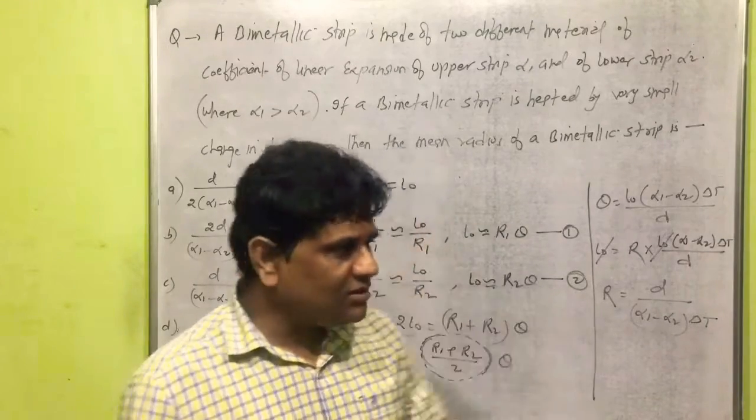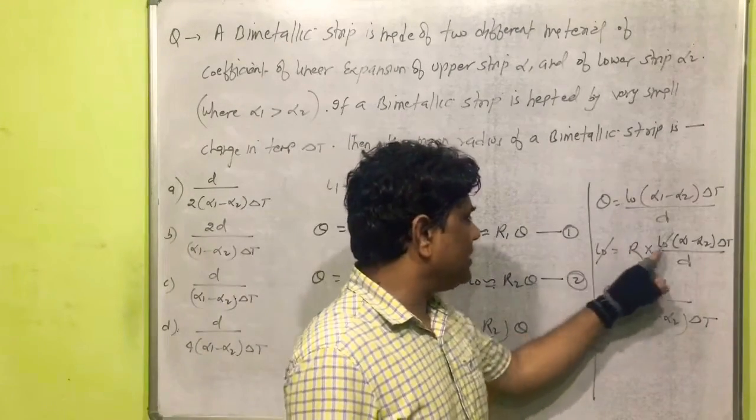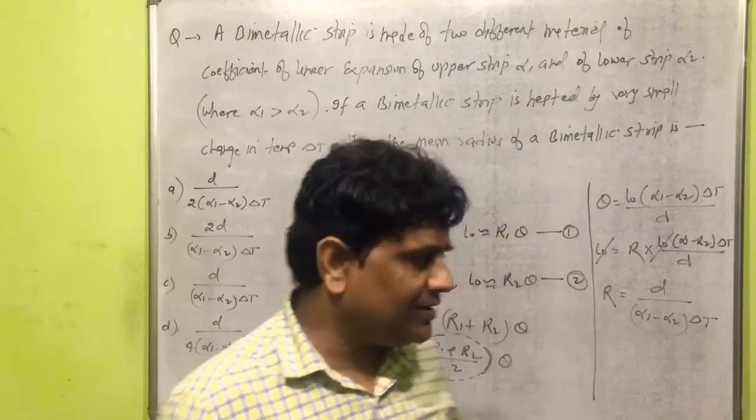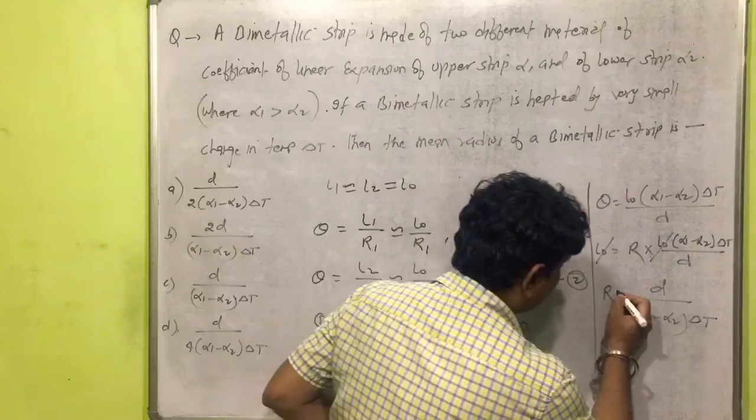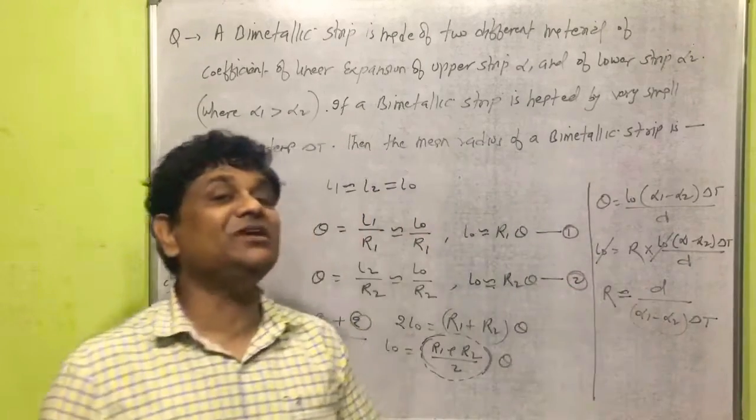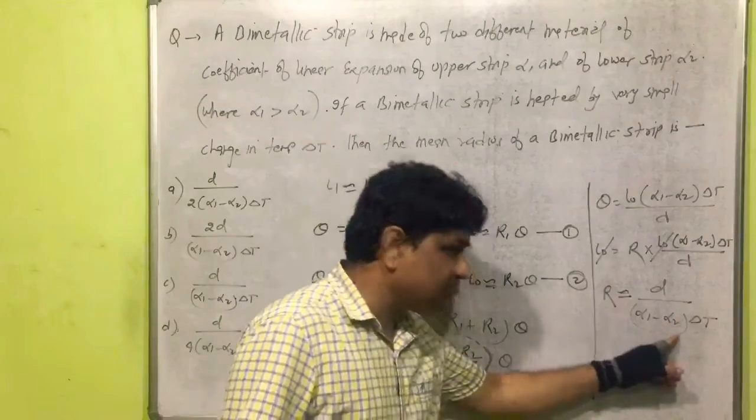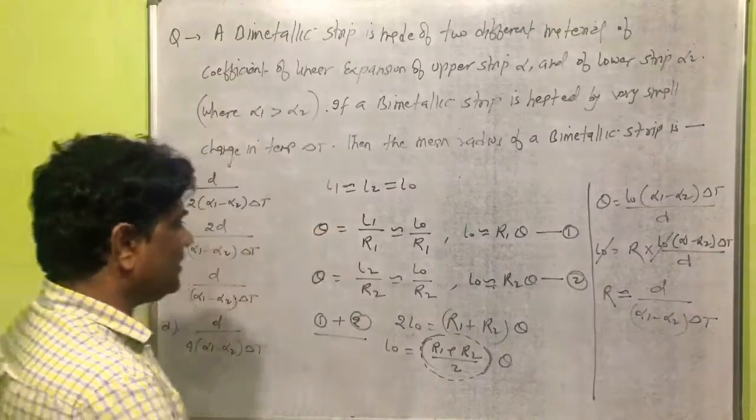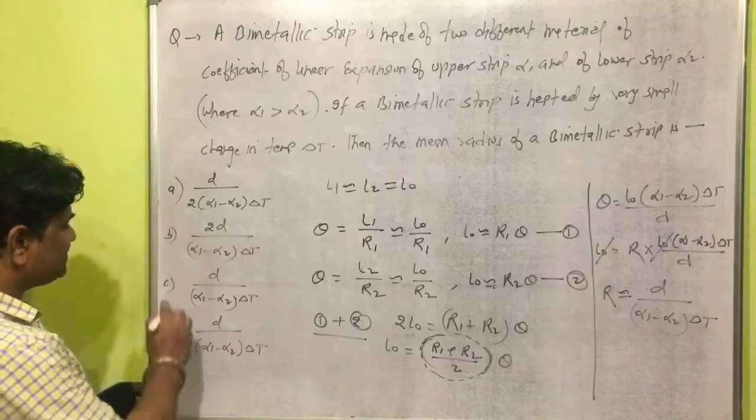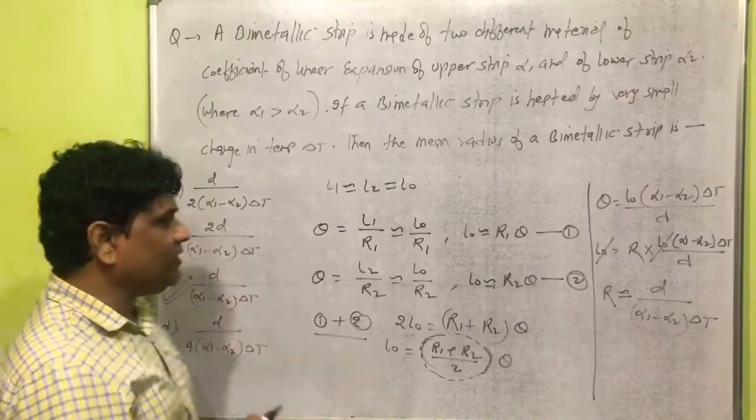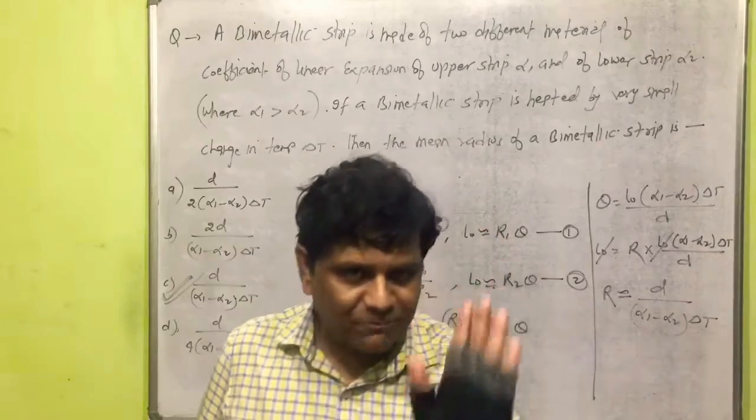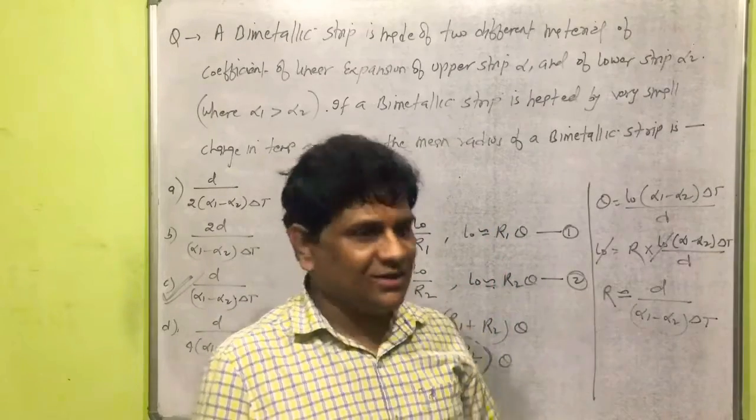As you know, mean radius of a bimetallic strip does not depend upon the initial length. So this is the approximate value of the mean radius of a bimetallic strip. This value is matching with option number C. It should be clear here, it is not an exact value of the mean radius, it is the approximate value of the mean radius.